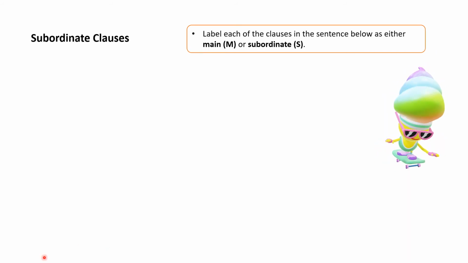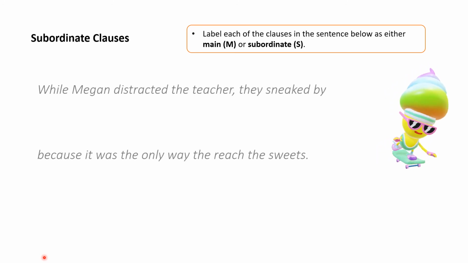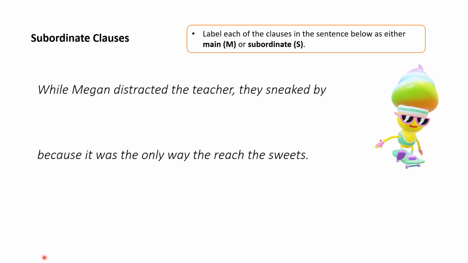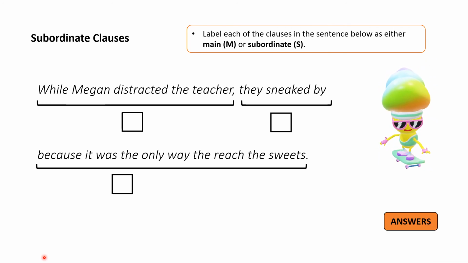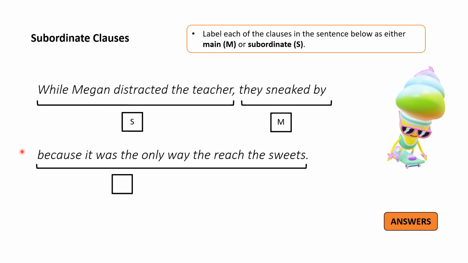This time we're going to label the clauses in the sentence as either main or subordinate. Have a read through and decide whether they are main or subordinate clauses. So here we've got the first one: "while Megan distracted the teacher." Well, that doesn't make sense by itself, so that one is going to be a subordinate clause. "They sneaked by." Well, that does make sense by itself, so that's going to be a main clause. "Because it was the only way to reach the sweets": I'm starting with my subordinating conjunction. It doesn't make sense by itself, therefore it is a subordinate clause.